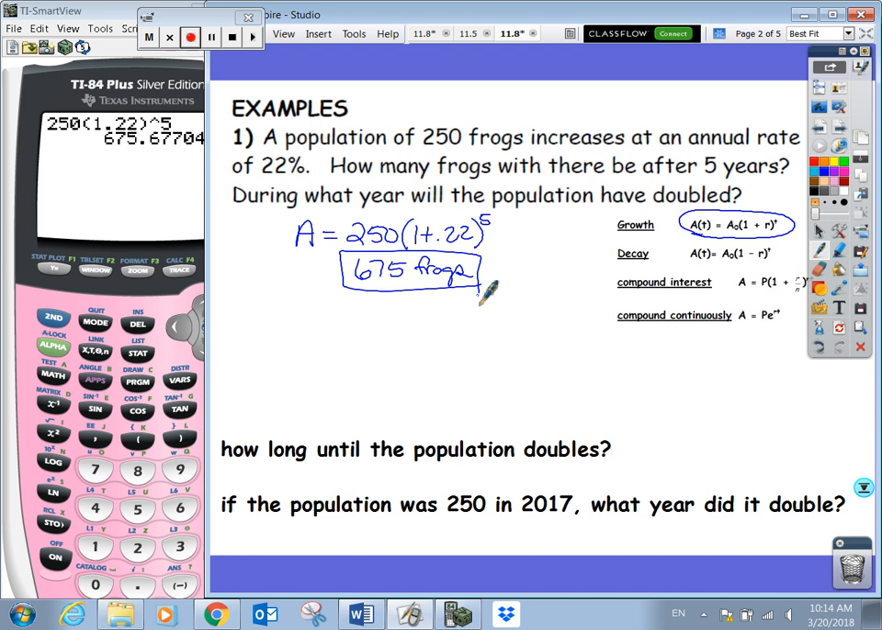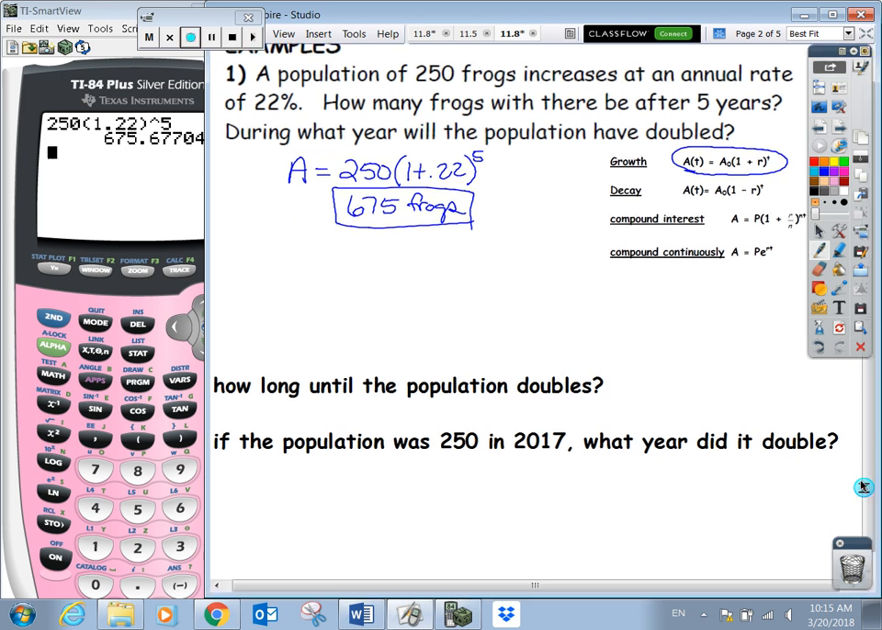Now, there's another question here. During what year will the population have doubled? I added 2 questions to it. This, during what year will the population have doubled? How long until it doubles? If the population was 250 in 2017, what year did it double? So you just have to know how to answer, what the answer is expecting. You can't say, well, I don't know what to do. You have to know according to how it is being asked.